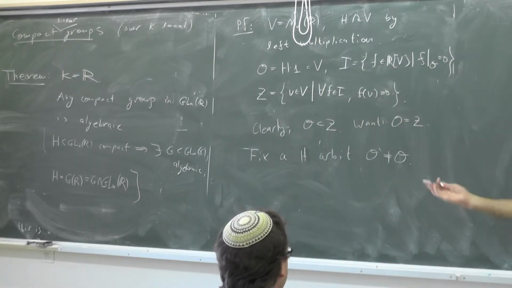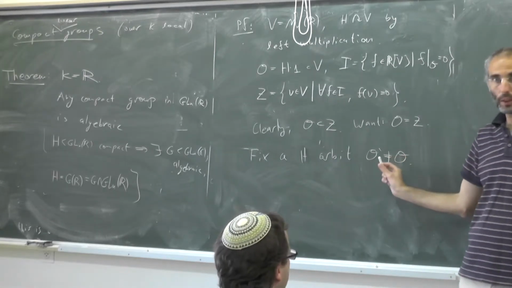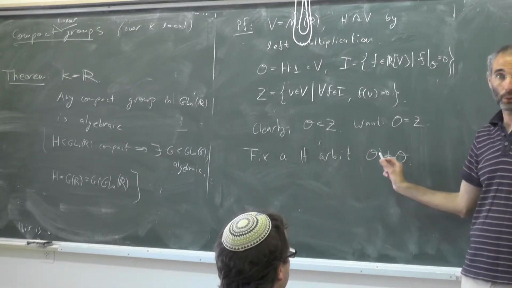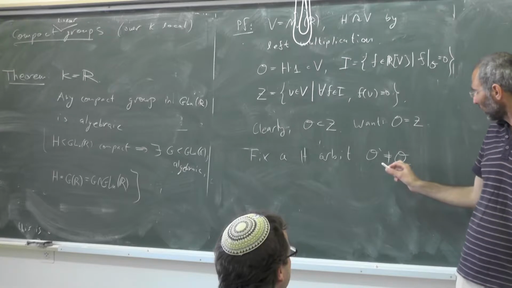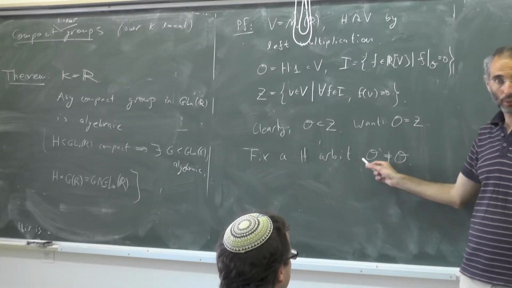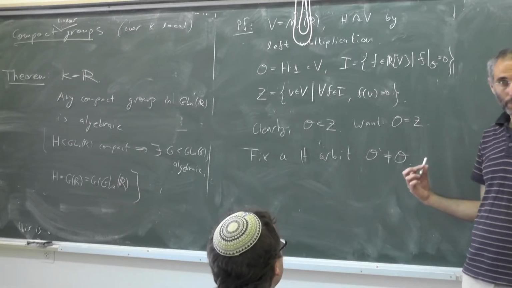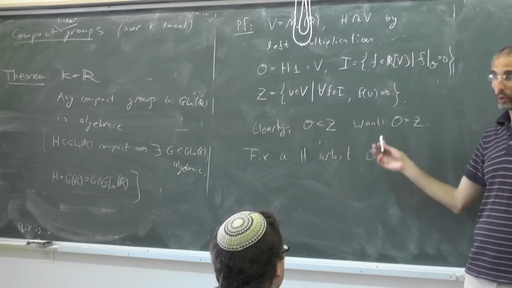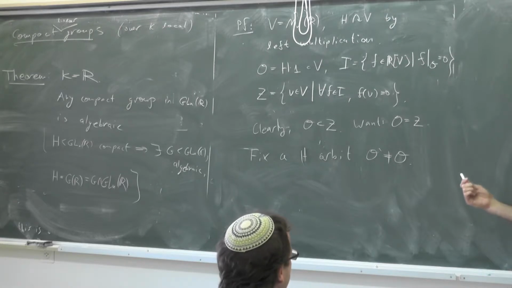Fixing another H-orbit O', what I want to do is find a polynomial that vanishes on O and does not vanish on O'. I will find a G-invariant polynomial which obtains different values on those, so by just adding a constant, I'll be done. To start with, I'll find not a G-invariant polynomial.